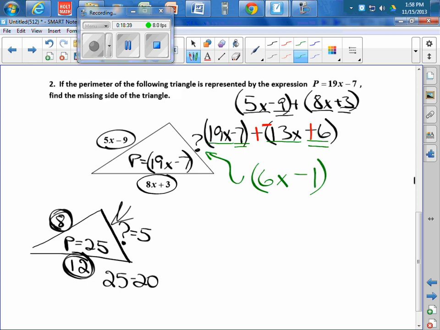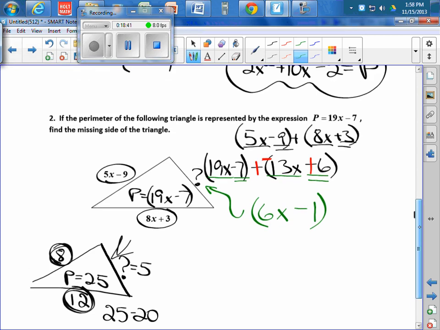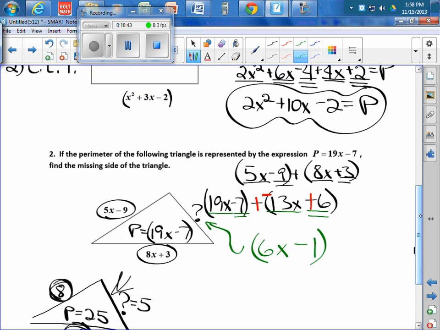Now, if this did not make sense, rewind this, back this video up so you can catch all this, because I'm telling you right now, this will be on your test.